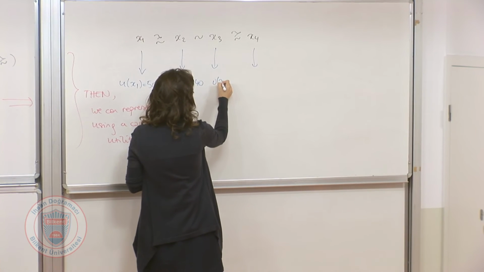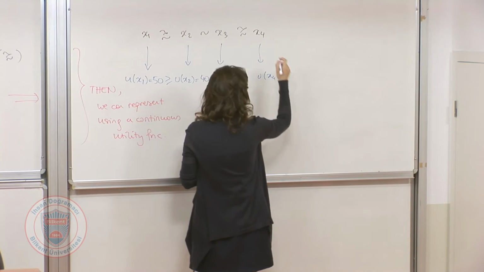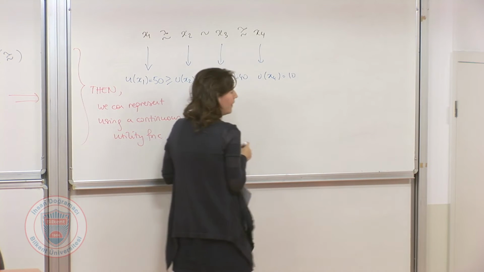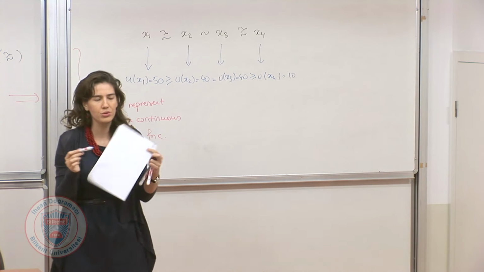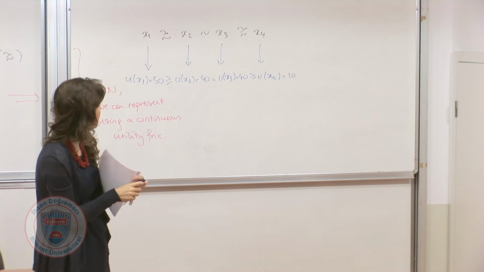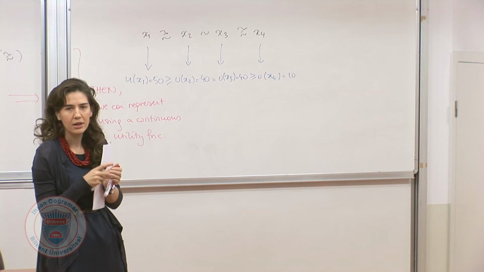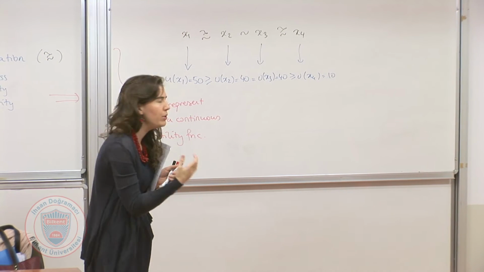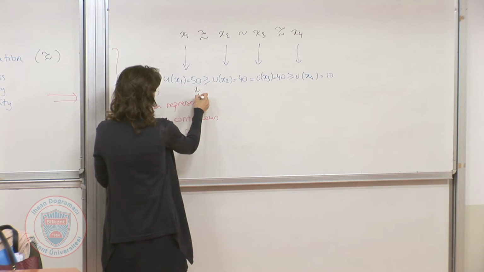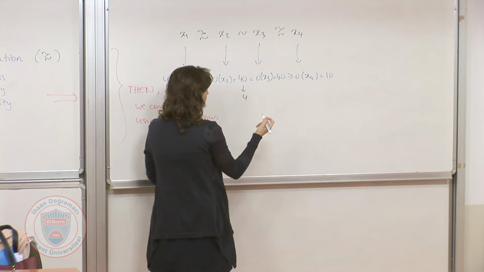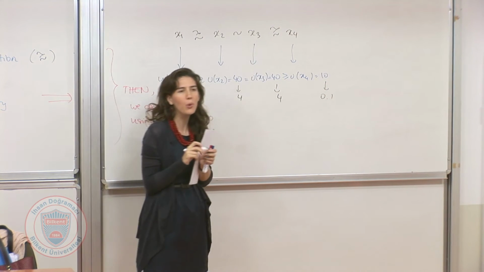So u of x3 is 40, right? And u of x4, I don't know what we said, but let's say 10, okay? So these are equal, and this is greater than or equal to, right? But do these numbers have any meaning? We said no, right? So instead of this, I could have written 5. Instead of this, I could have written 4. And here, I could have written 0.1, right?